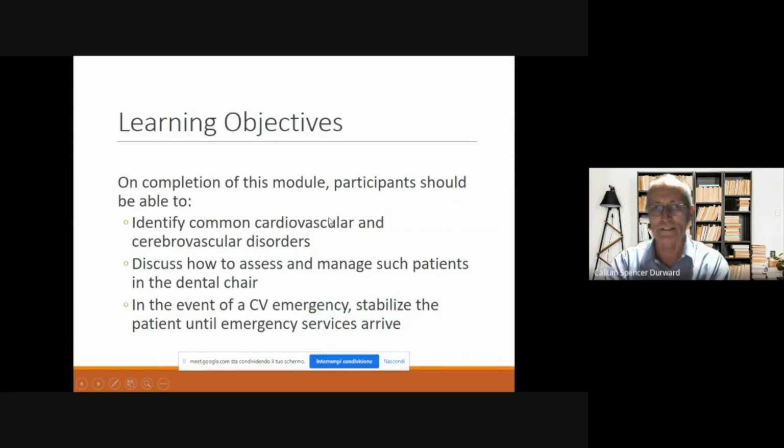The learning objectives. On completion of this module, participants should be able to identify common cardiovascular and cerebrovascular disorders, discuss how to assess and manage such patients in the dental chair, and in the event of an emergency, stabilize the patient until emergency services arrive.